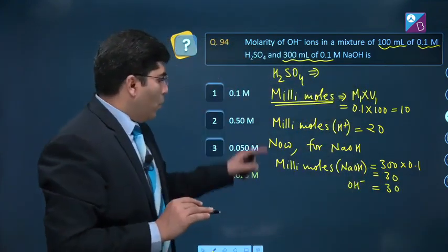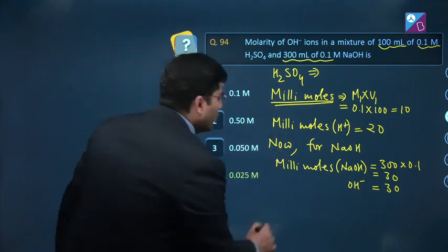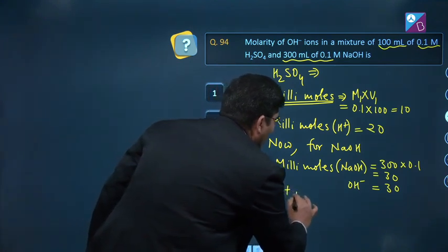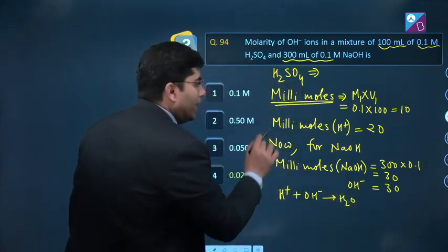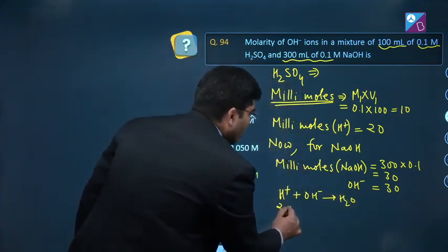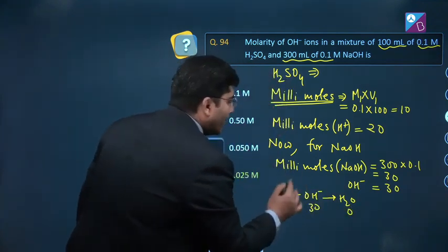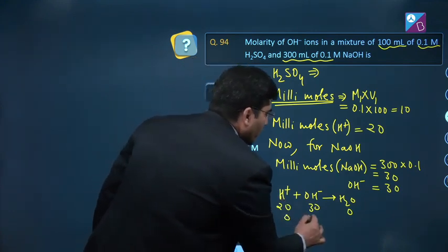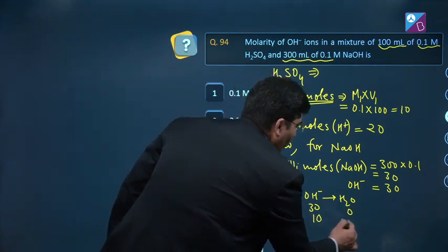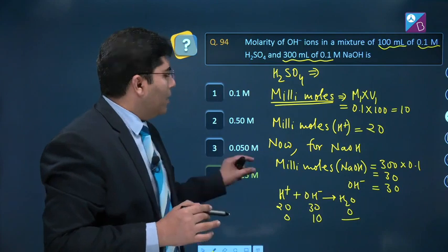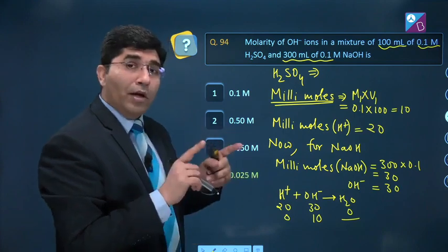Now the number of millimoles of OH minus is more than that of H plus ion. So in the neutralization reaction, H plus plus OH minus ion will give us water. How many millimoles of H plus ion are we having? 20. OH minus ion 30, water 0. After the reaction, H plus ion is 0 and OH minus ion remaining is equal to 10, and water will form. We will not write water there. The number of millimoles of OH minus is equal to 10, right? Now we have to find out the molarity.